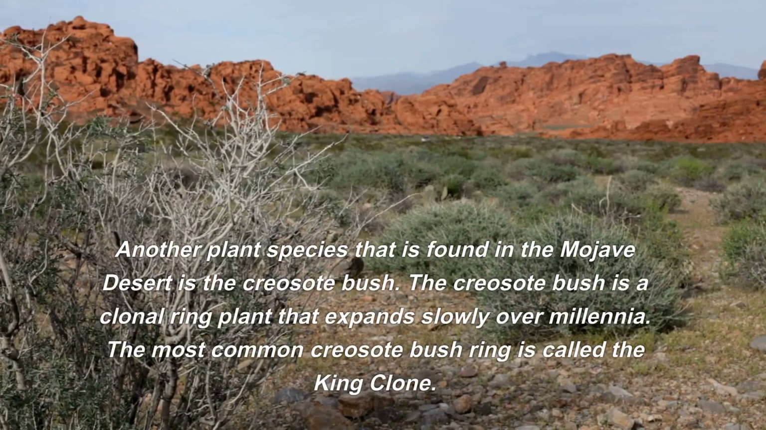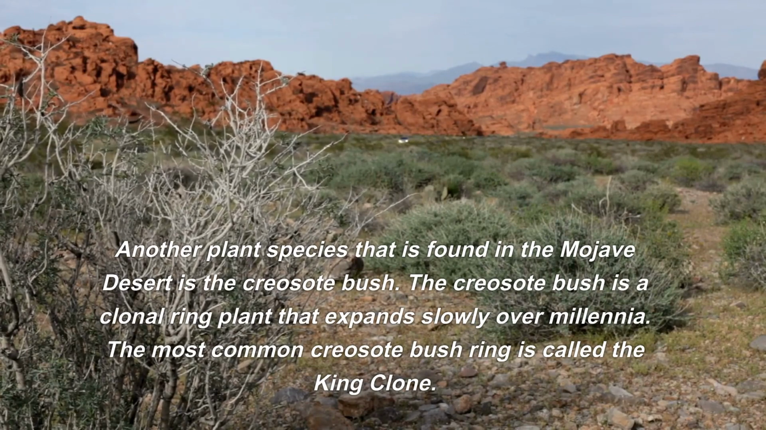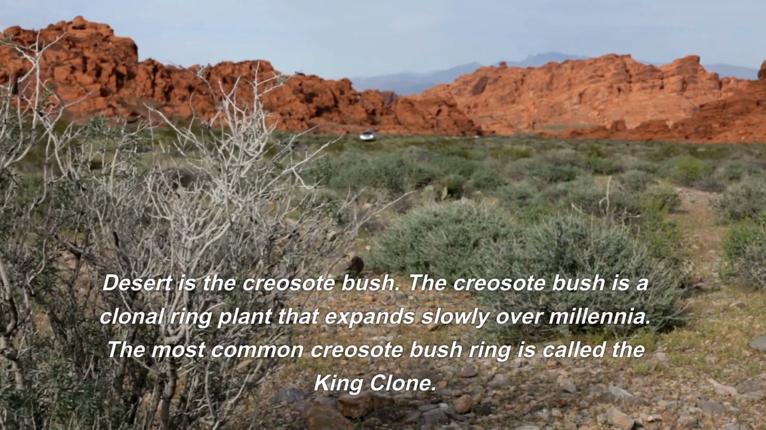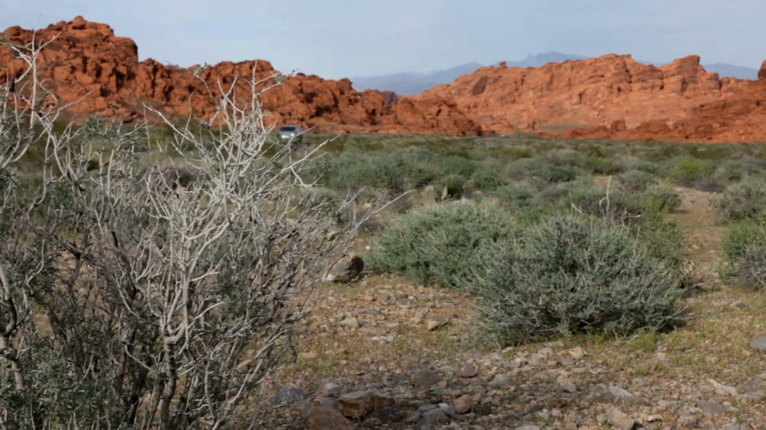Another plant species that is found in the Mojave Desert is the creosote bush. The creosote bush is a clonal ring plant that expands slowly over millennia. The most common creosote bush ring is called the king clone.